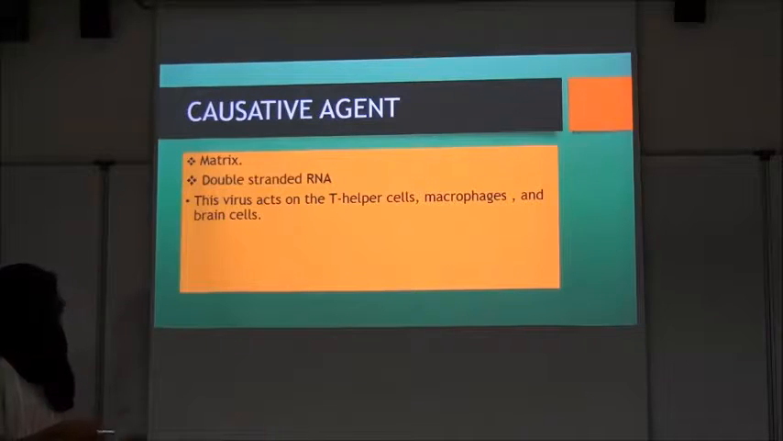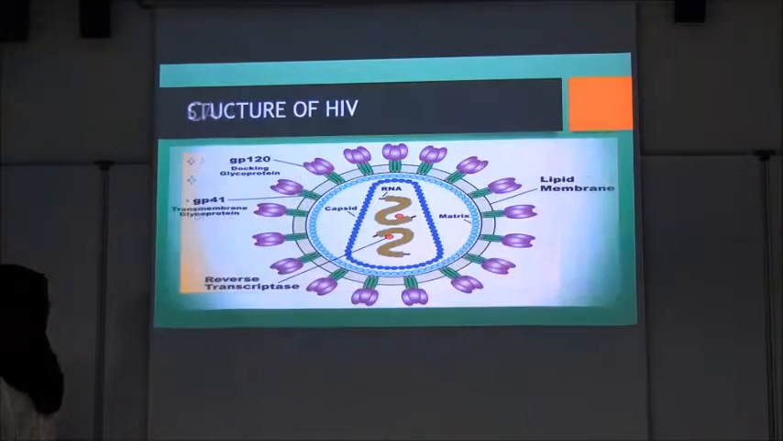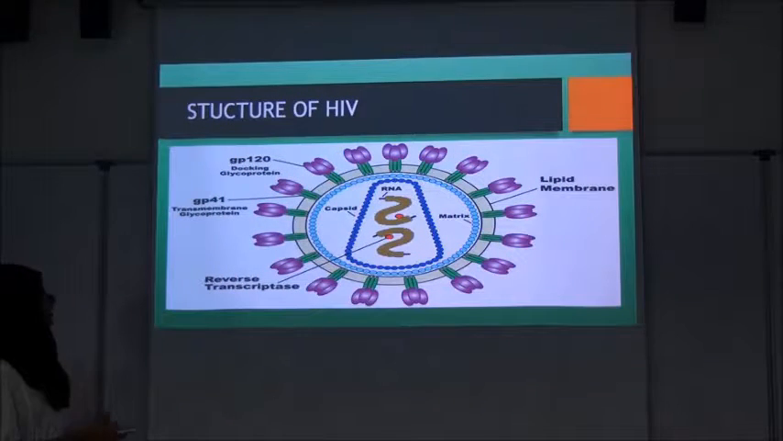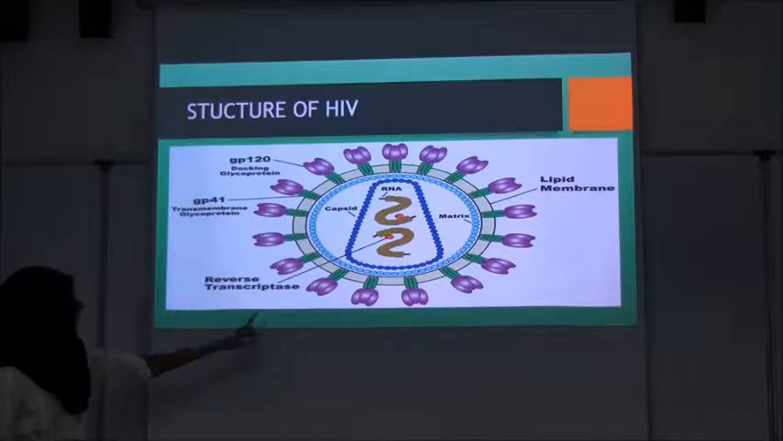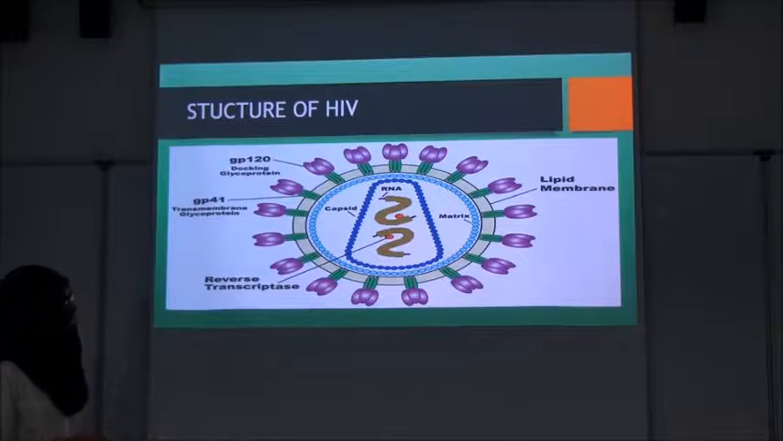This virus acts on T helper cells, macrophages, and beta cells. So this is the structure of HIV, and as you can see, there are 2 kinds of glycoproteins, which are GP41 and GP120, and in the protein core there is double-stranded RNA and 2 kinds of enzymes, which are reverse transcriptase and protease.